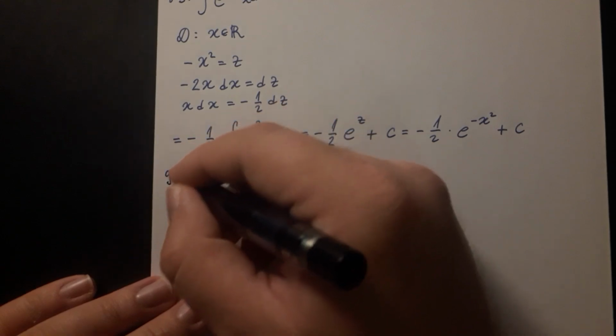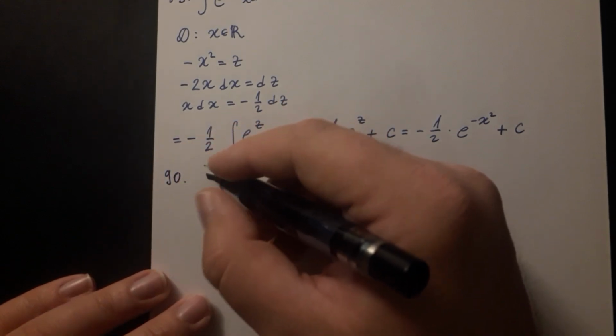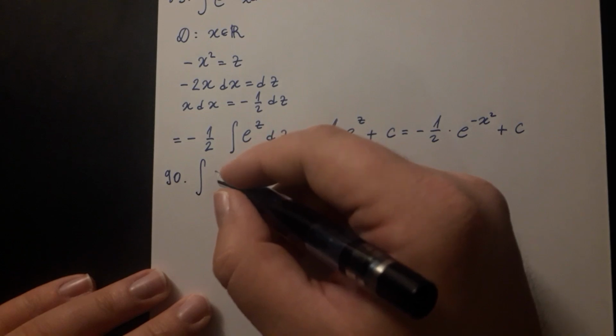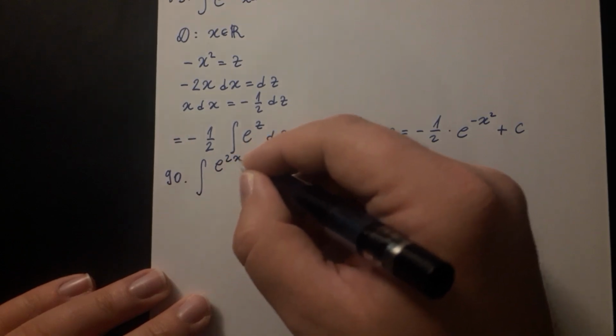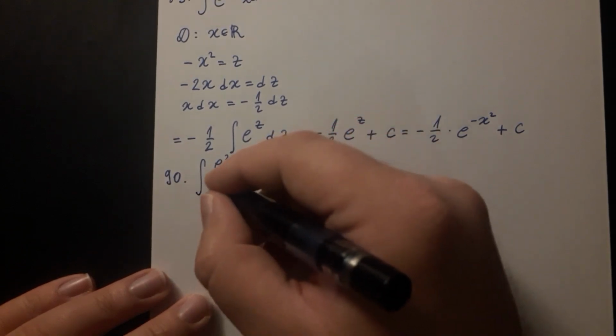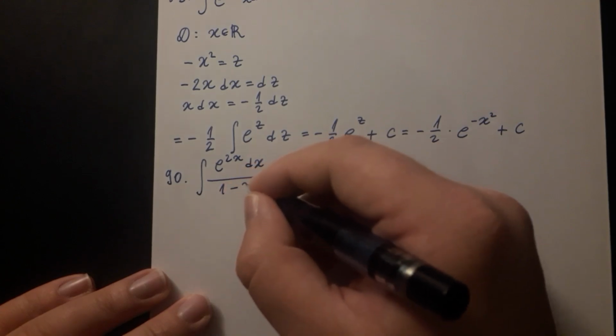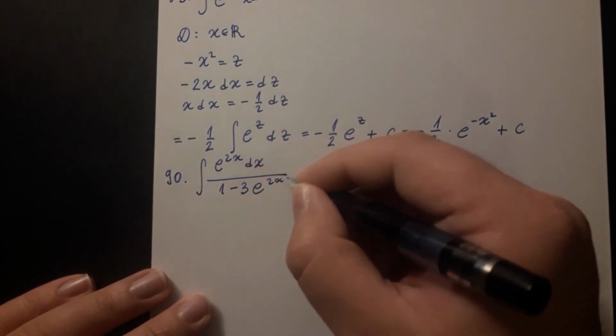Problem number 90 on our list is the integral of e to the power 2x dx divided by 1 minus 3e to the power 2x.